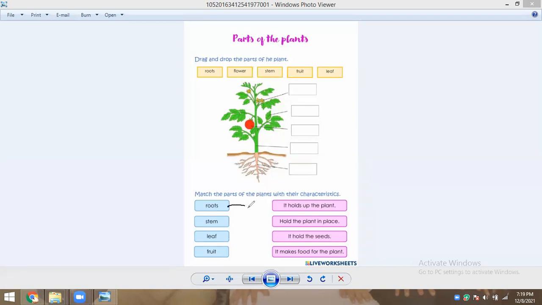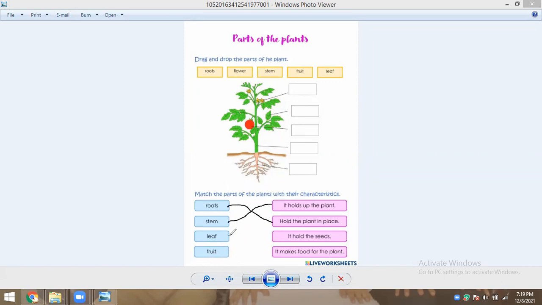Roots hold the plant in place. Stem, it holds up the plant. Yes, very nice.